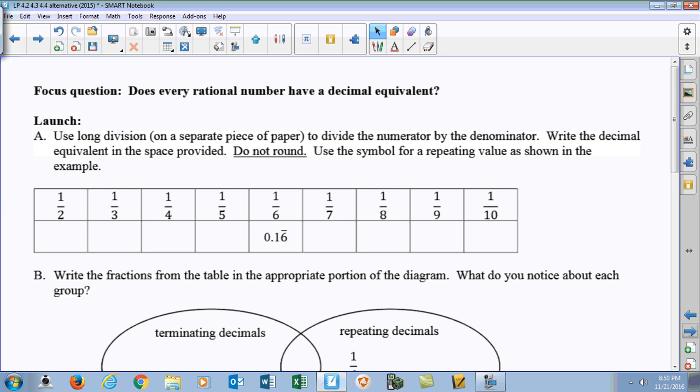So the very first part we're going to focus on is rational numbers. Does every rational number have a decimal equivalent? We're going to use long division on a separate sheet of paper to divide the numerator by the denominator.